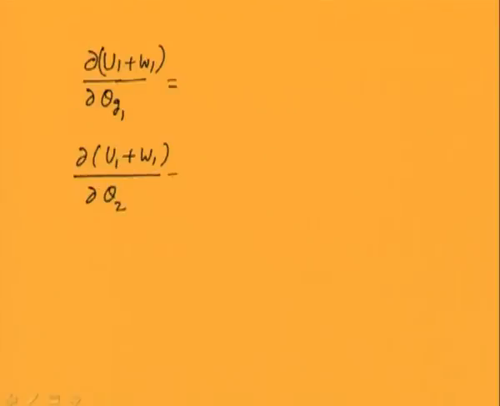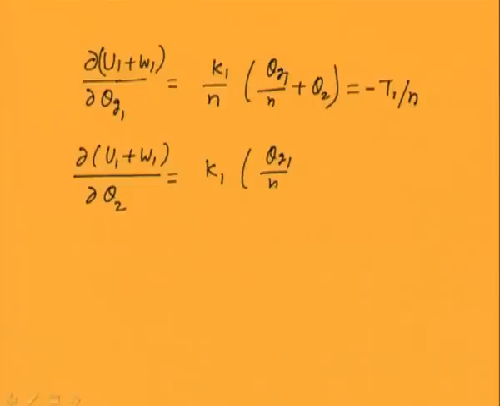Now we can use the Lagrangian equation to obtain the equation of motion. For the Lagrangian equation we need to differentiate the strain energy plus the work done with respect to the variables which we have, that is theta G1 and theta 2. So we will get theta G1 by n plus theta 2 is equal to minus T1 by n, and from the second term we get theta G1 by n plus theta 2 is equal to T2.